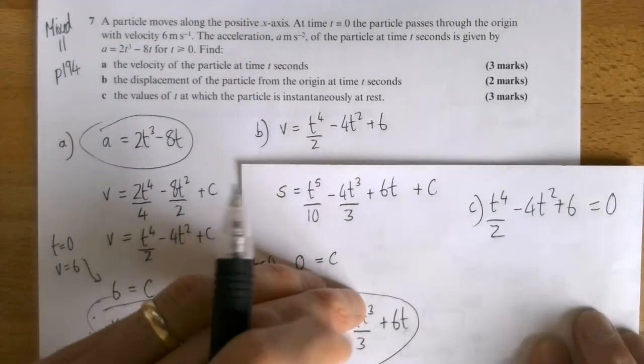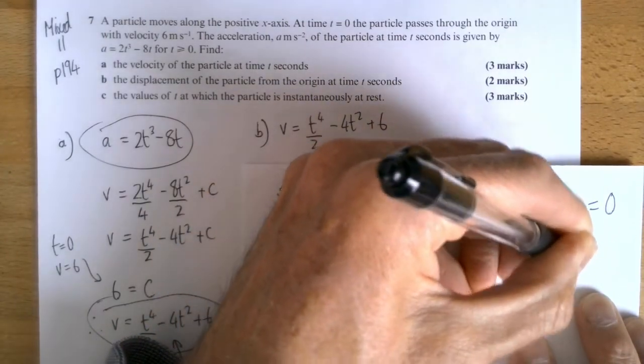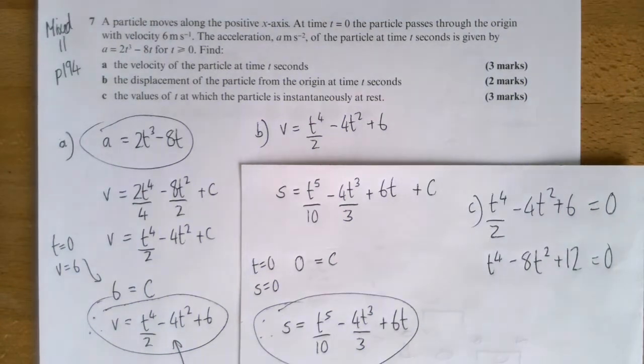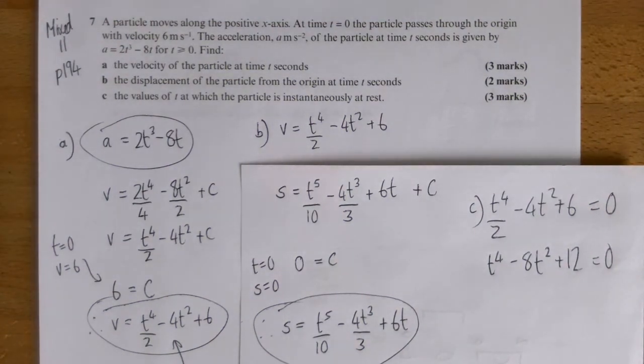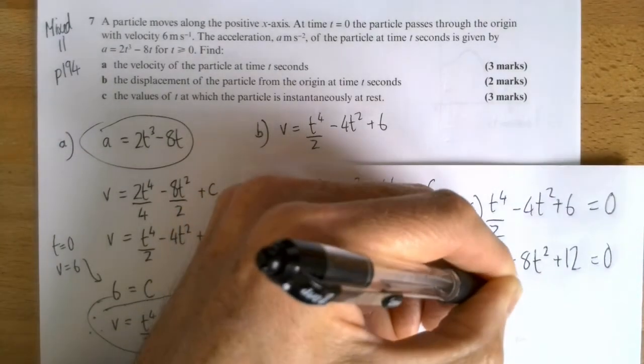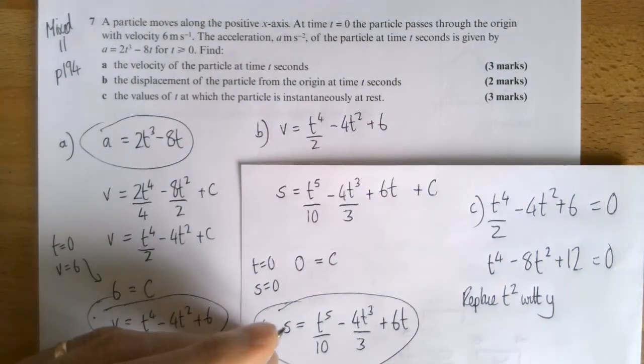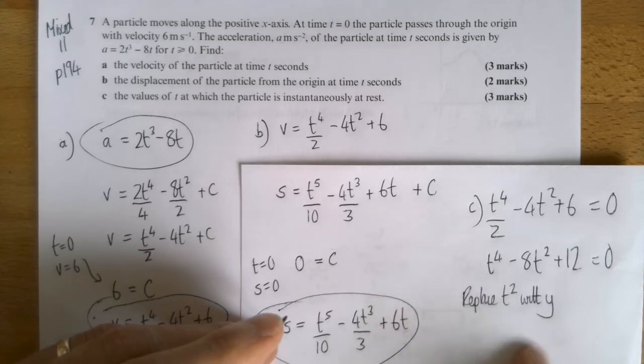0 is my friend, so if I double everything here in this equation, this looks a bit nasty. We've got not a quadratic, but a quartic, an equation with power of 4 as its highest power. But this is actually one of those quadratics in disguise. So I'm going to replace t squared with y, and that means t to the power of 4 becomes y squared.